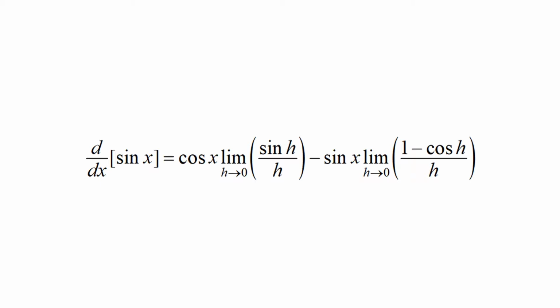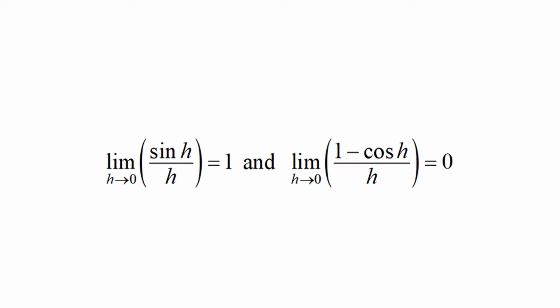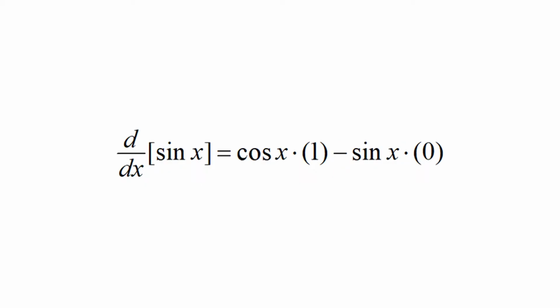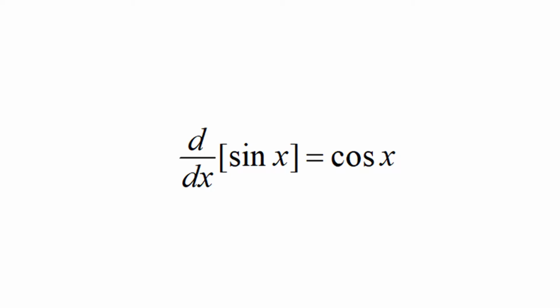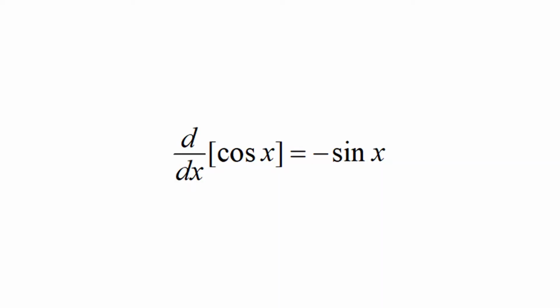Using the limits, limit h tends to 0 of sin h by h equal to 1 and limit h tends to 0 of 1 minus cos h by h equal to 0, the above gives d by dx of sin x equal to cos x into 1 minus sin x into 0, that is d by dx of sin x equal to cos x. Similarly, the following identity will be obtained: d by dx of cos x equal to minus sin x.